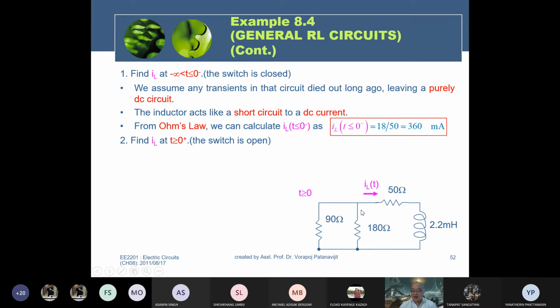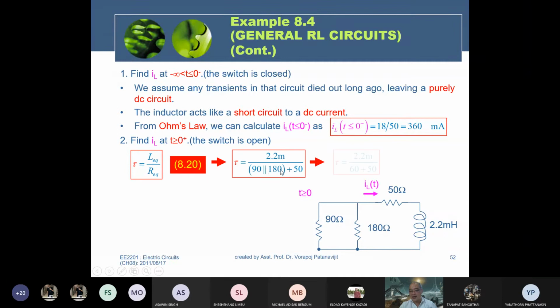Now, in this case, we have three resistors connected here. When you redraw the circuit clearly, you can see that two of them are in parallel, and in series with the 50. Therefore, the equivalent resistance equals 50 in series with the parallel combination of 90 and 180. This gives you 110 ohms. The 110 ohm is the equivalent resistance used to get the time constant.